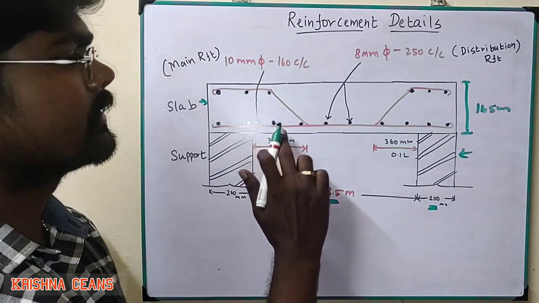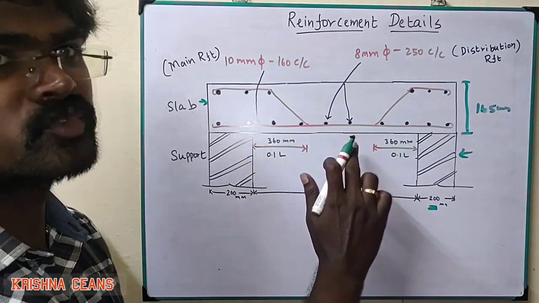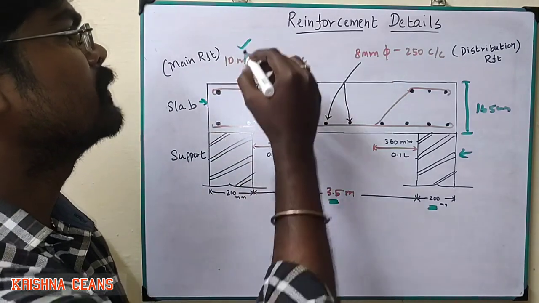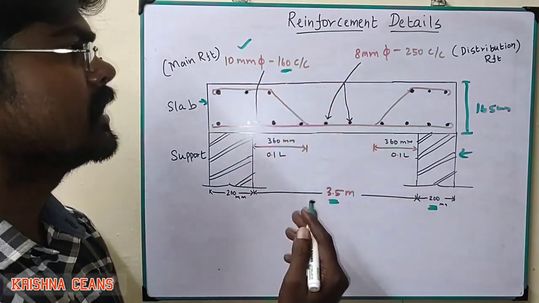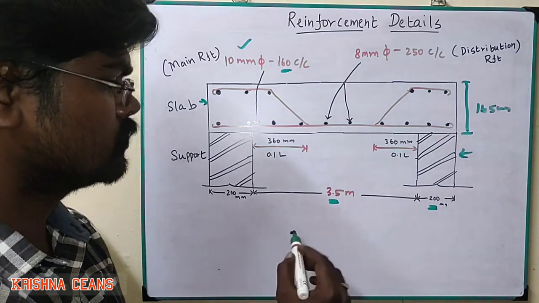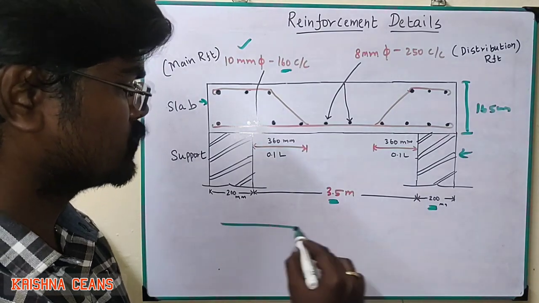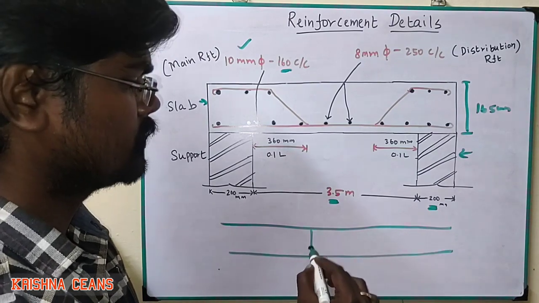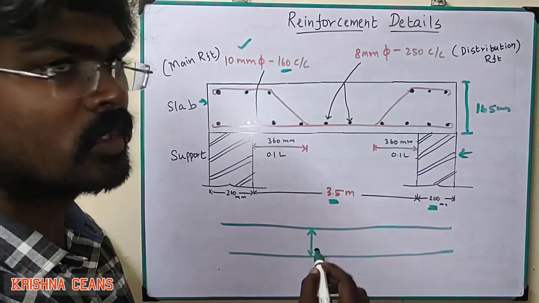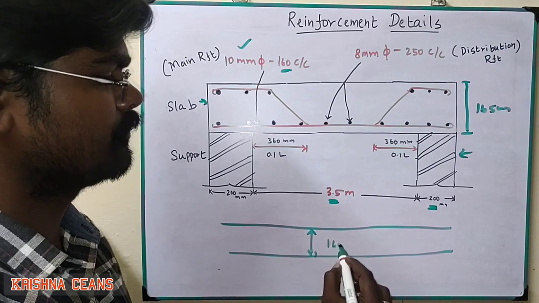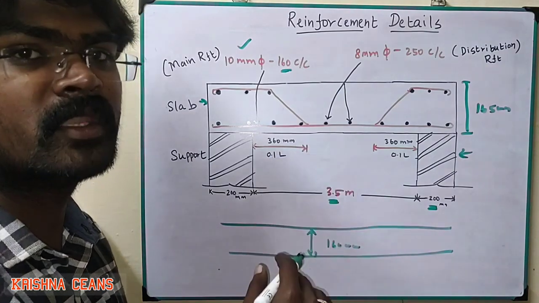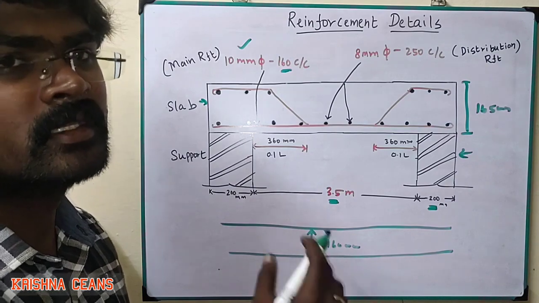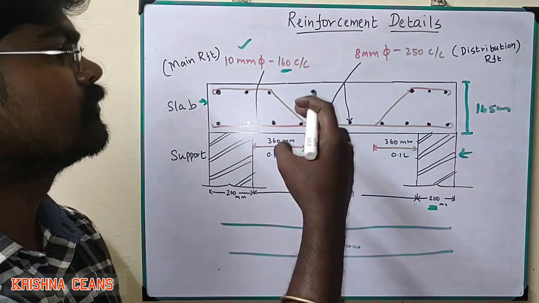So here the red color highlighted one is the main reinforcement. The main reinforcement we designed as 10 mm dia bar, 160 mm spacing center to center. So in case of main reinforcement we are providing like that. So for another main reinforcement, the distance from one reinforcement to another is 160 mm. When we see from the top, then only we can easily see the main reinforcement spacing.